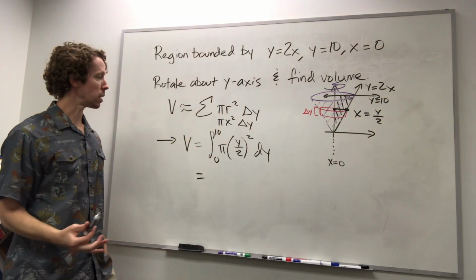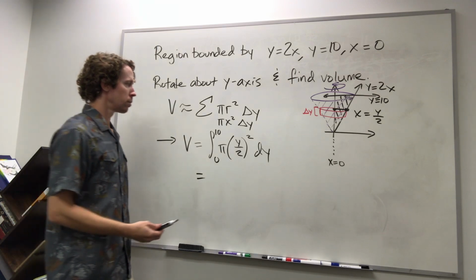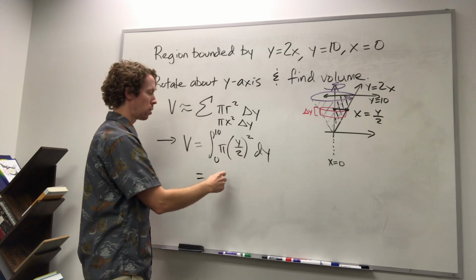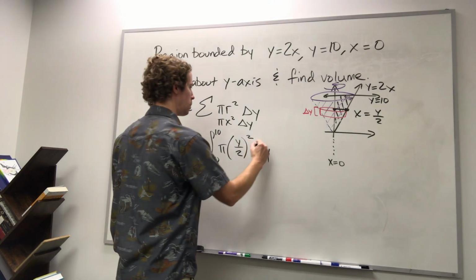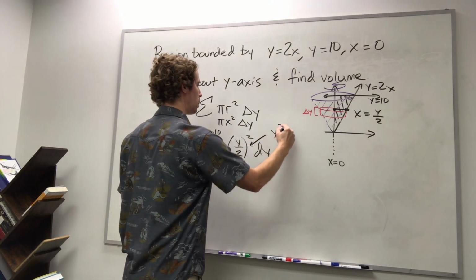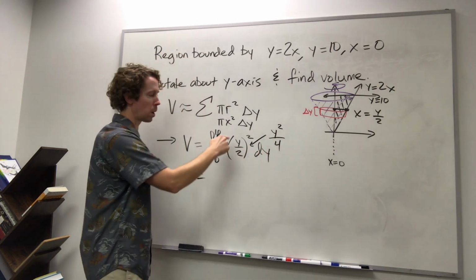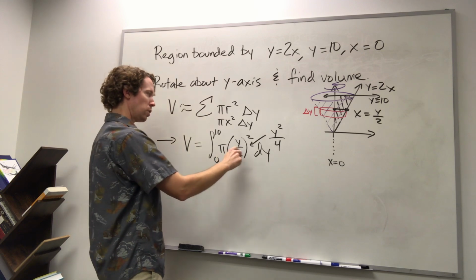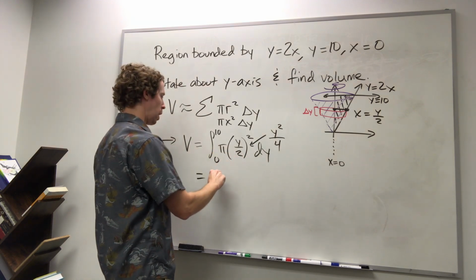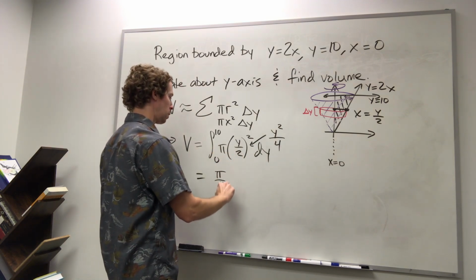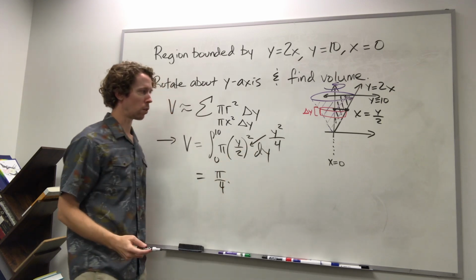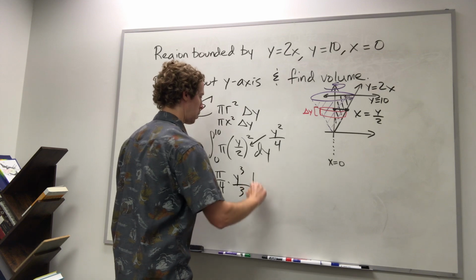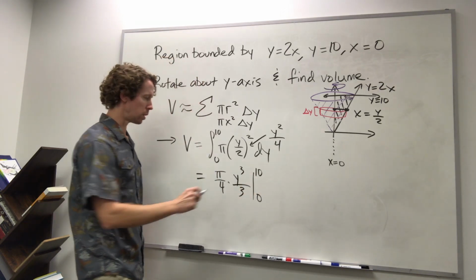Now I'm ready to find the antiderivative. I need to think of this term as y squared over 4. After you multiply y over 2 times y over 2, you get this. So I'm going to keep this pi over 4 out in front. And then the antiderivative of y squared is y cubed over 3. You go from 0 to 10.